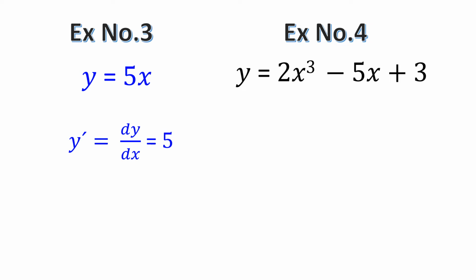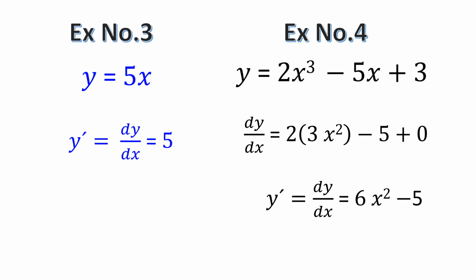In this example, you have an expression consisting of 3 parts: 2x cube minus 5x plus 3. First you will solve 2x cube; the 2 will stay the same, and x cube you will differentiate to 3x to the power 2. Minus 5x, just like the earlier example, the derivative is 5, so here you will get minus 5. Plus 3, the constant number, the derivative of a constant number is 0. Here you will simplify: 3 times 2 is 6x square minus 5 will be the derivative of the given function in example number 4.